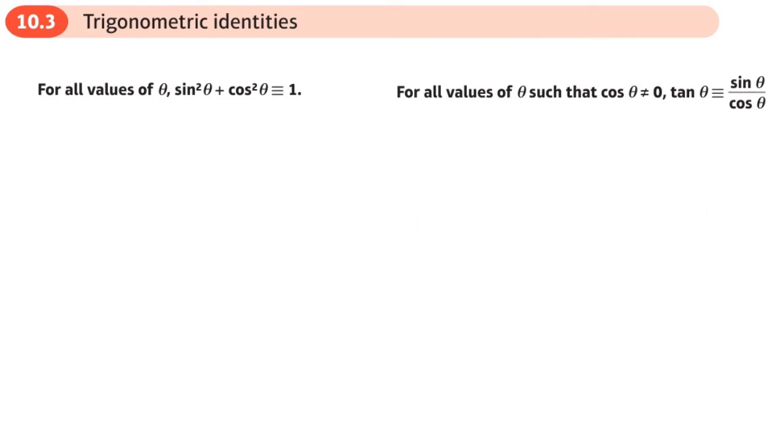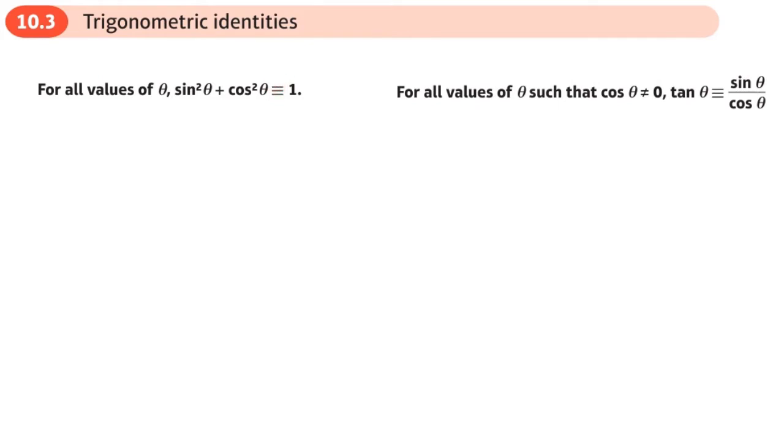This is the third section of the Trigonometric Identities and Equations chapter, and this is to do with trigonometric identities. Now the first thing is, what's an identity? Well, with an identity you'll see these three lines, like an equal sign, but with three lines in it. So what's the difference between that and an equal sign?